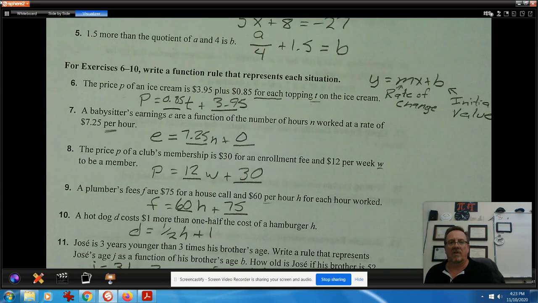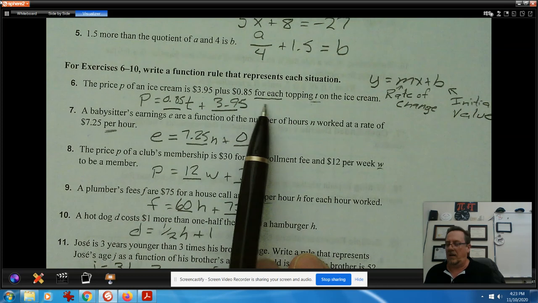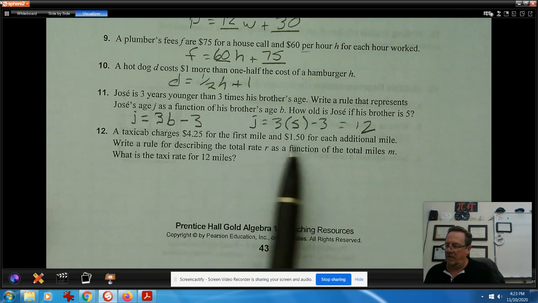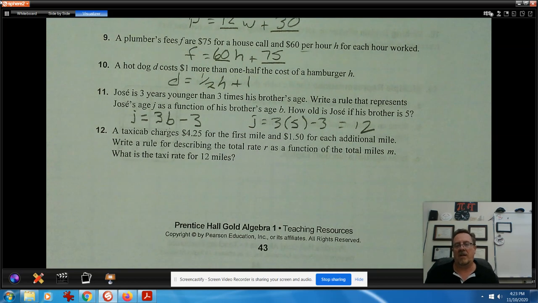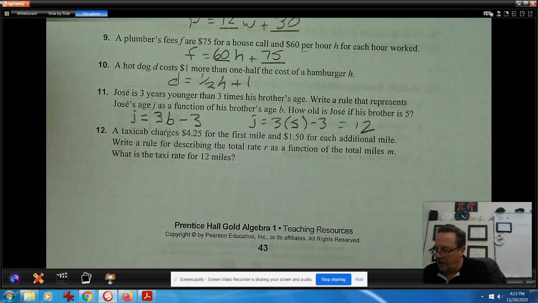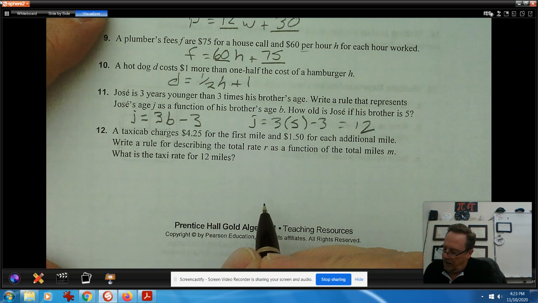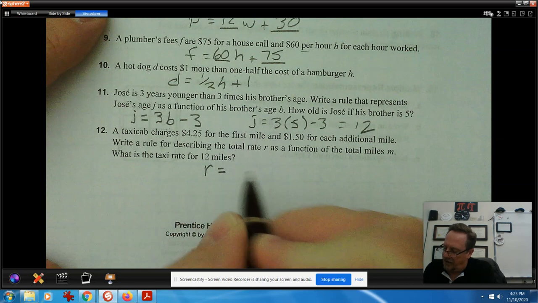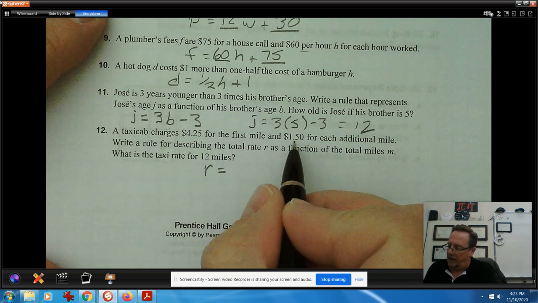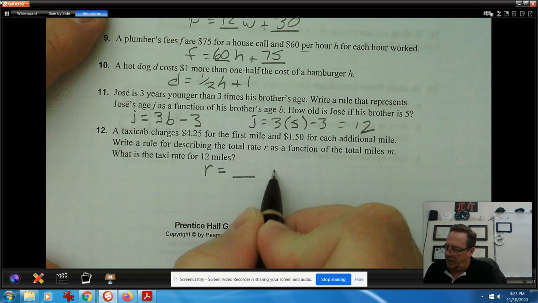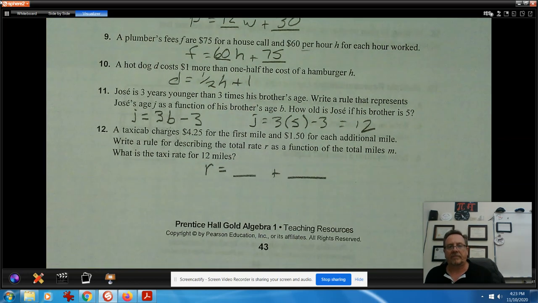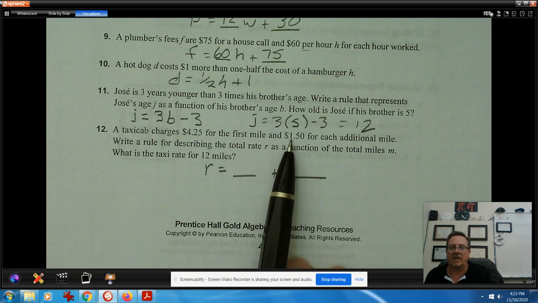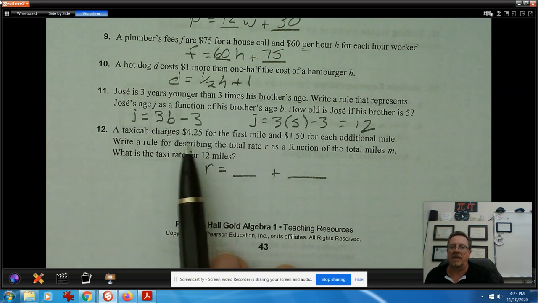Hopefully the words for each that we said were key are giving you a hint that one of these numbers is your rate of change, or M. And so a rule for describing the total rate, our rate is equal to, and I'm going to say blank plus blank, right? One of these numbers represents a rate. The other one is apparently an initial fee.